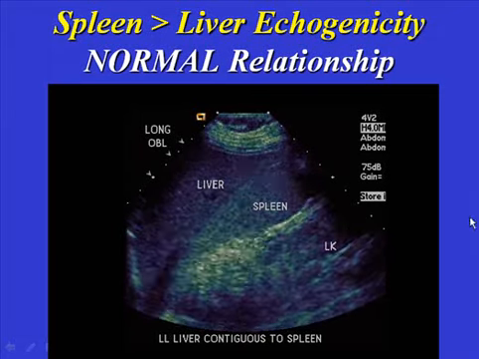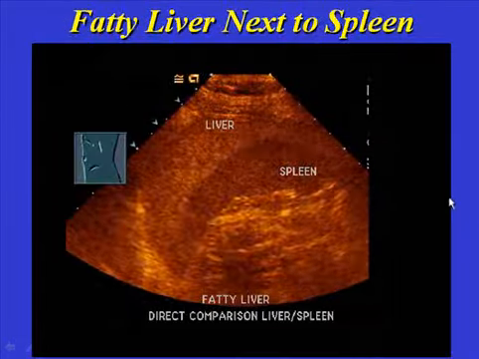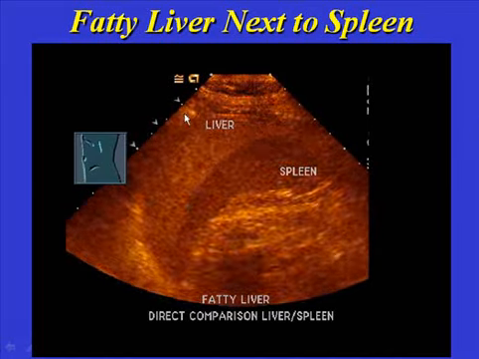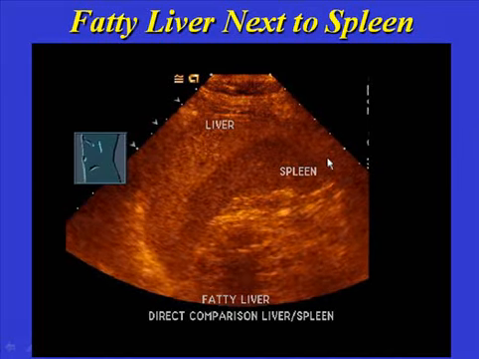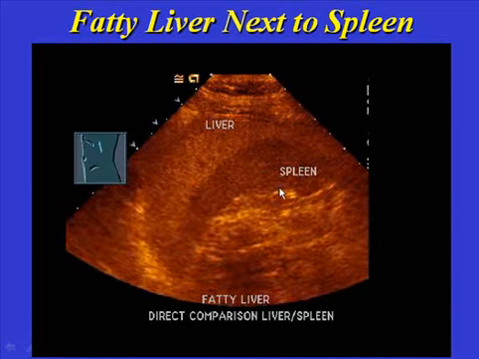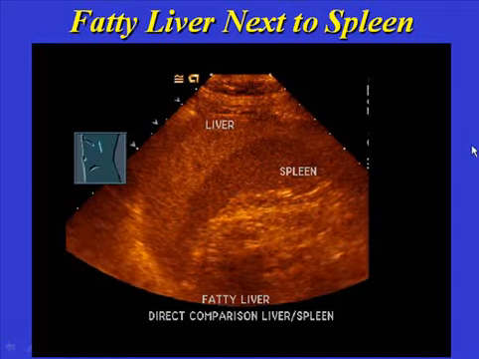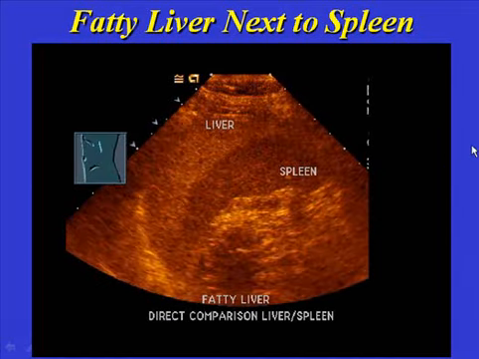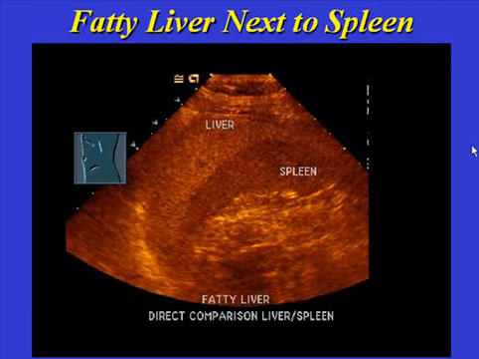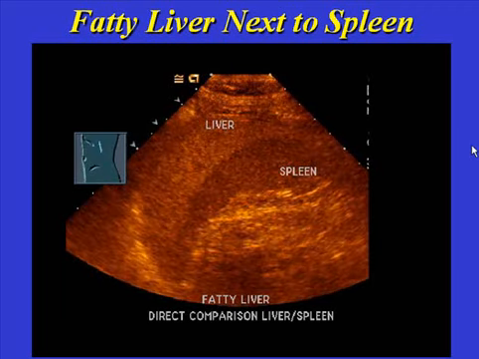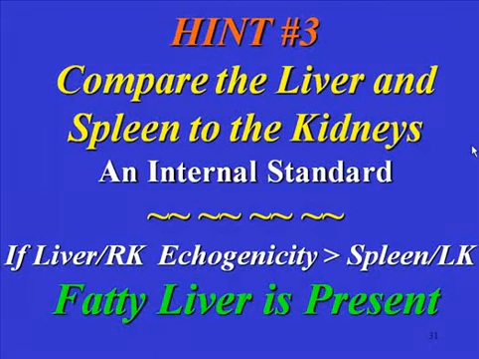Now here's another patient with a similar anatomic variant with the liver overlapping the spleen, but in this circumstance, the liver is more echogenic than the spleen. So this is fatty liver. It would be nice if we could directly compare the spleen and the liver in all patients, but it's only possible in a minority. Therefore, we have to use the kidney to help us.